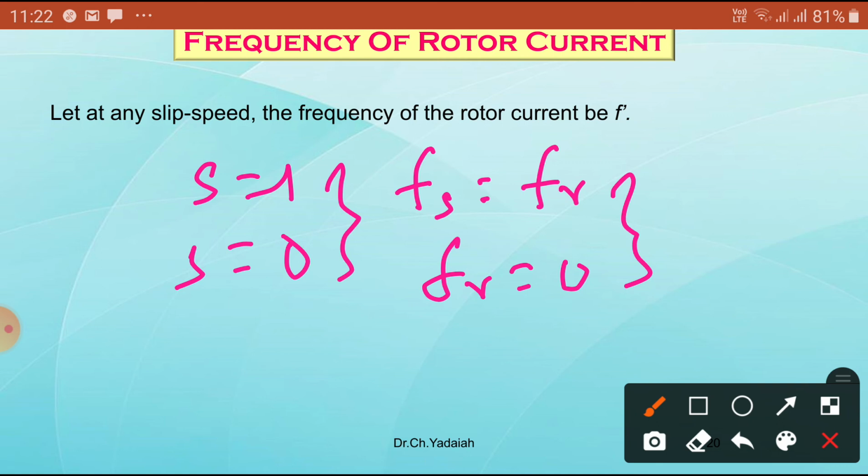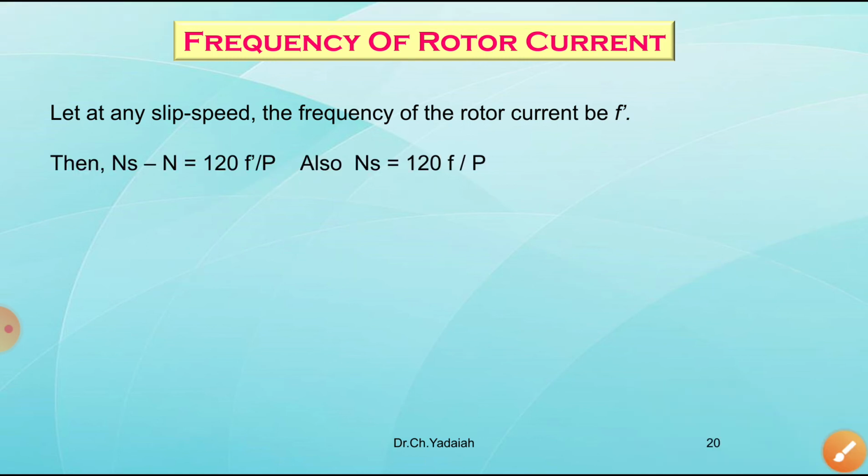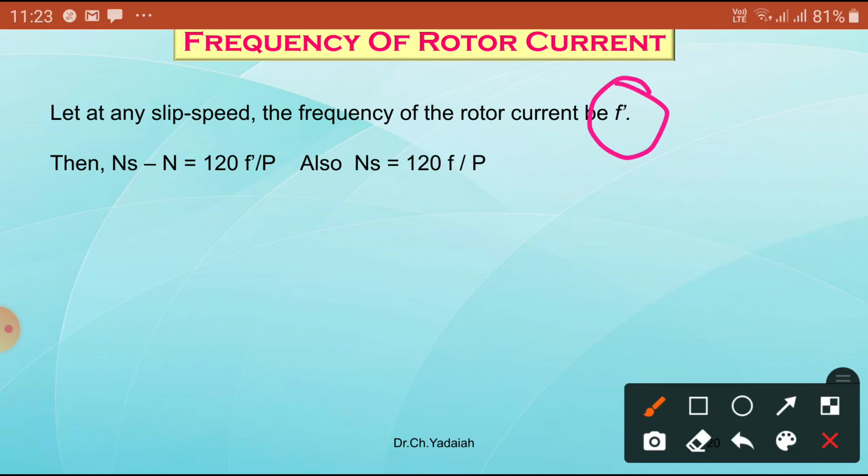Now in between, I want the values from 1 to 0, say 0.4, 0.3, 0.5, 0.6, that is, some percentage of the frequency. What is the value then? That can be represented as F dash, the frequency at a middle running condition, with N equal to Ns minus N and Ns equal to 120 F by P. So the rotor frequency changes to F dash, while the stator frequency is the normal frequency.